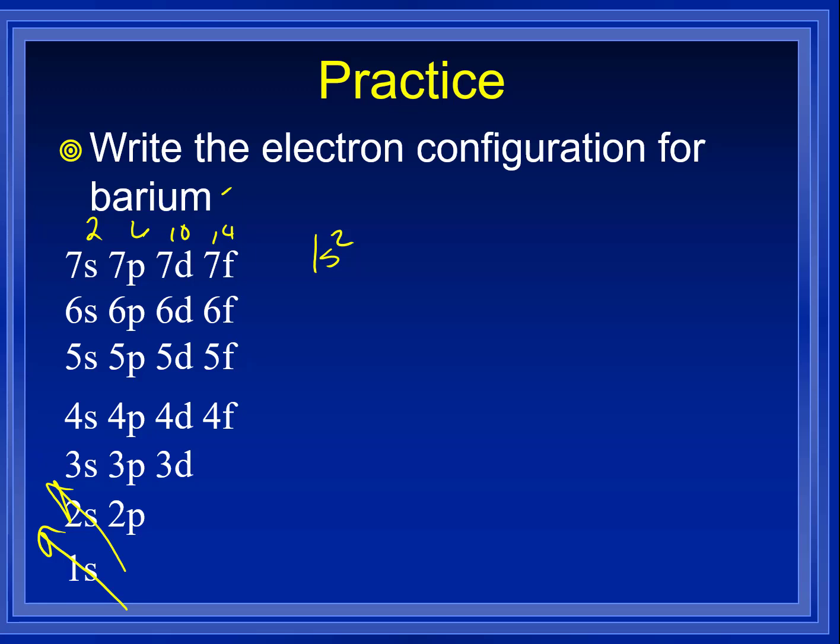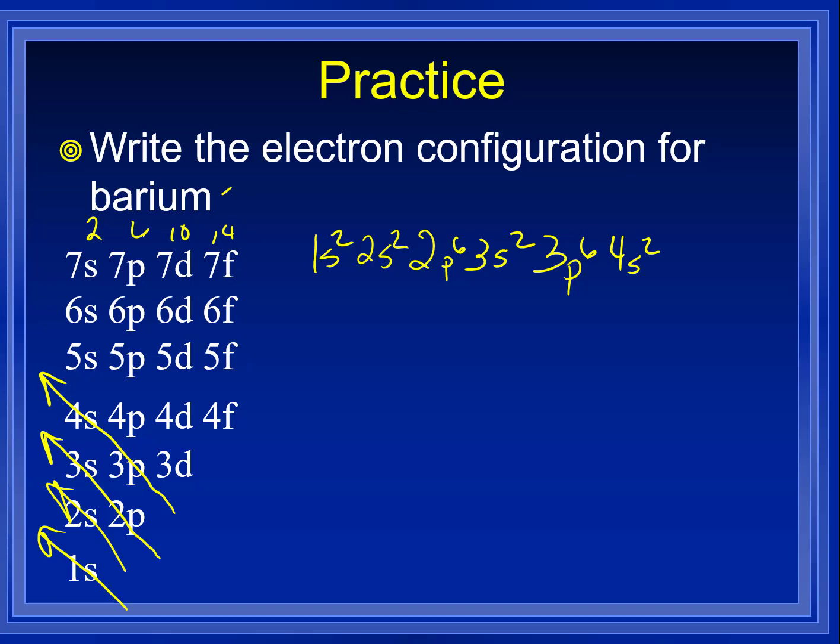That takes care of my first line. The second line goes through 2s, and 2s can hold 2. Now I'm up to 4 of my 56 electrons. I'm not done yet. My next diagonal line, following it up, goes through 2p, and 2p can hold 6. All the p's can hold 6, so now I'm at 10 electrons. Then next comes 3s. There's 2, that's 12 electrons. Then I need to go to the next line. The next line goes through 3p, that holds 6, there's 18. And then 4s, that holds 2.